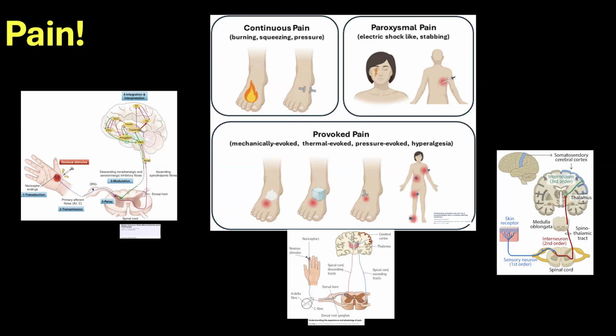And these are very complicated systems that don't just involve the peripheral nervous system, but also involve parts of the central nervous system.